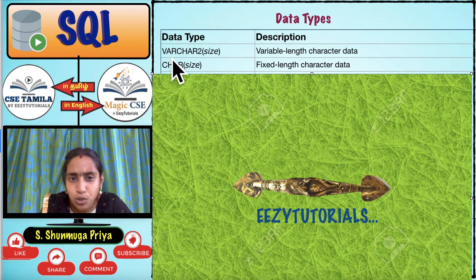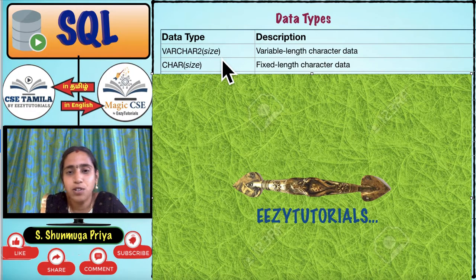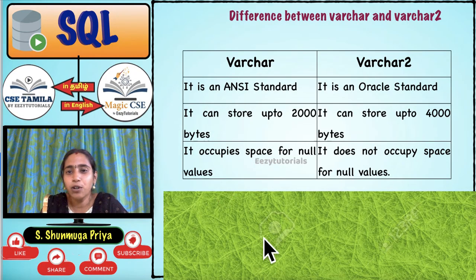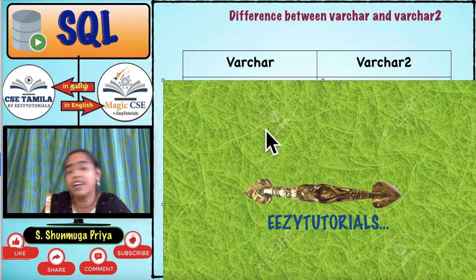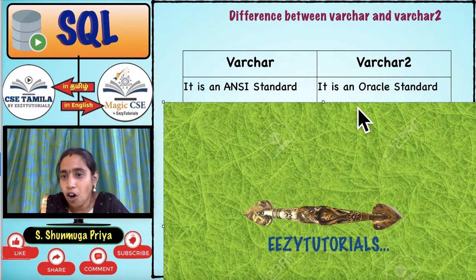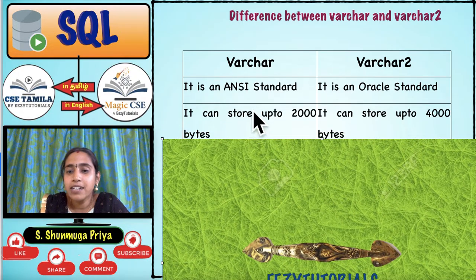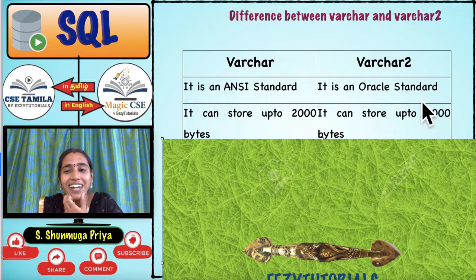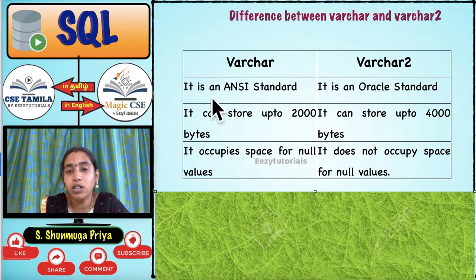denote it here. If you give varchar with a size alone it will work, varchar2 with a size will also work, but the Oracle standard is varchar2. So first we will see the difference between varchar and varchar2. Varchar is the ANSI standard, varchar2 is an Oracle standard. Varchar can store up to 2000 bytes, whereas varchar2 supports up to 4000 bytes. Null space will be accounted for in varchar, whereas null values will not occupy space in varchar2. So this is the basic difference between varchar and varchar2.